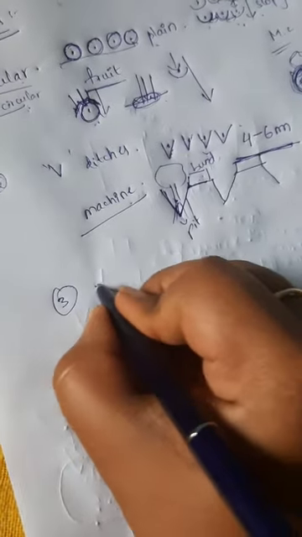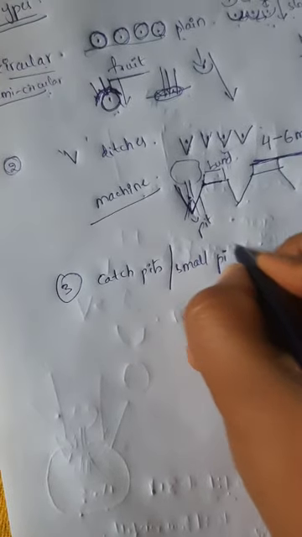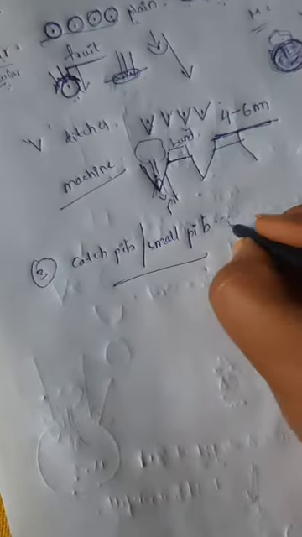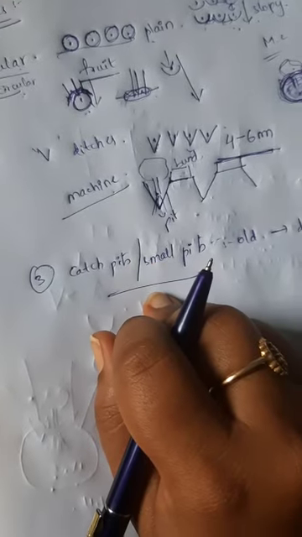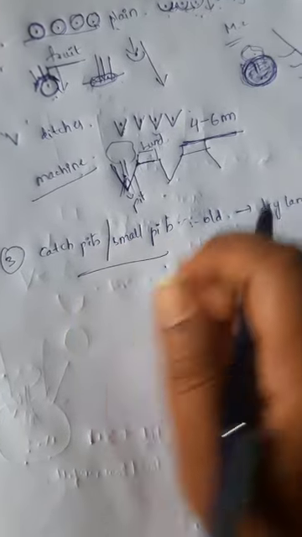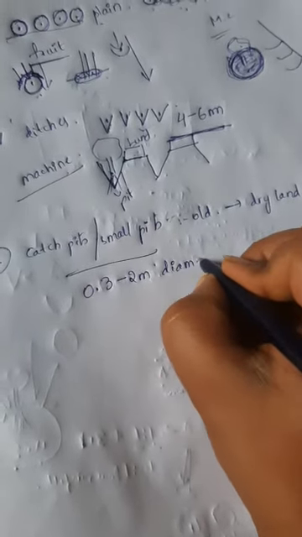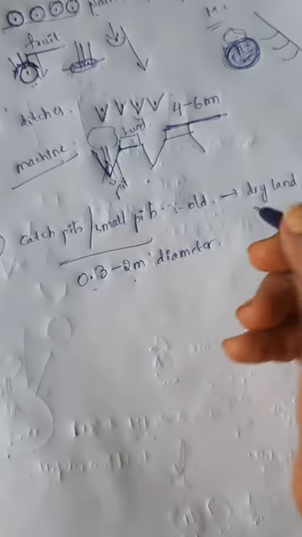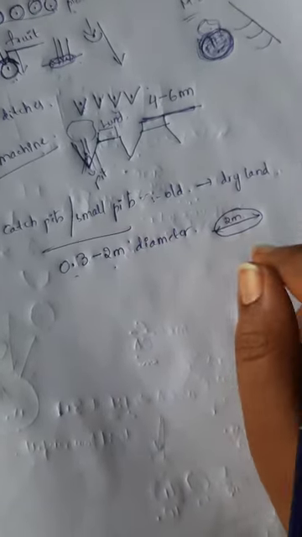And the next one, the third one, is catch pits or small pits. This is a very old technique, generally used in dryland areas. We use catch pits in dryland areas. The diameter of catch pits is 0.3 to 2 meters. We use pits of 0.3 to 2 meters diameter, I think this is a 2 meter diameter pit.